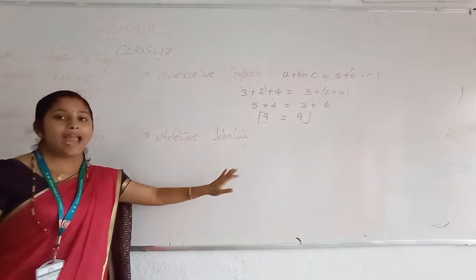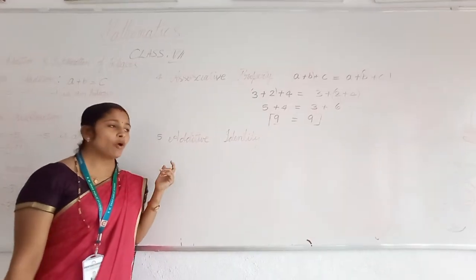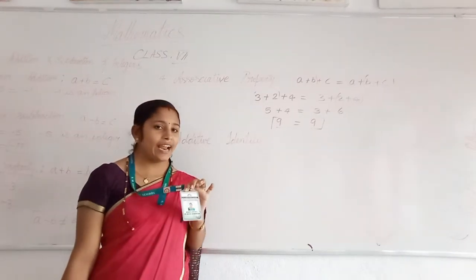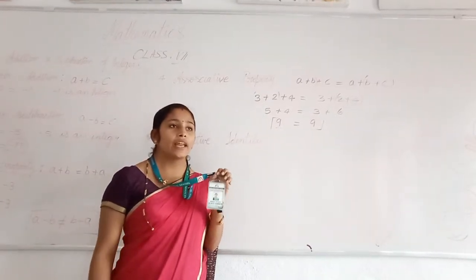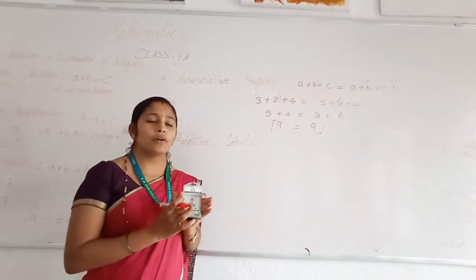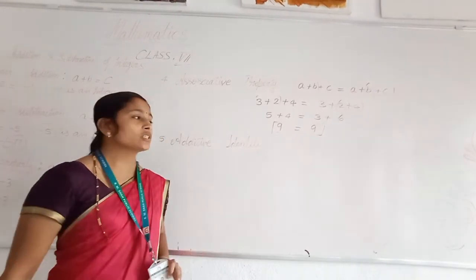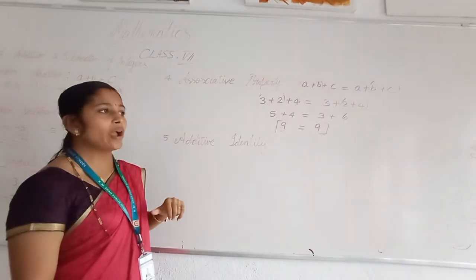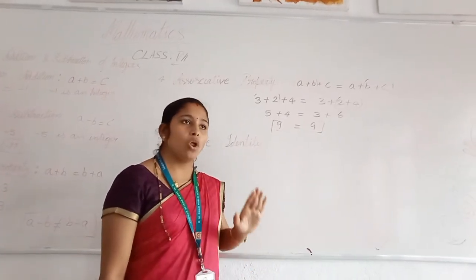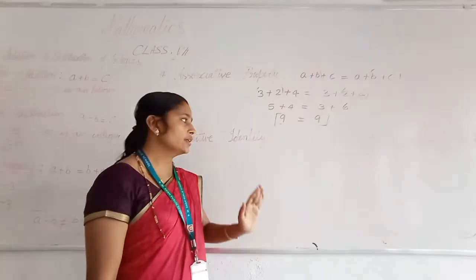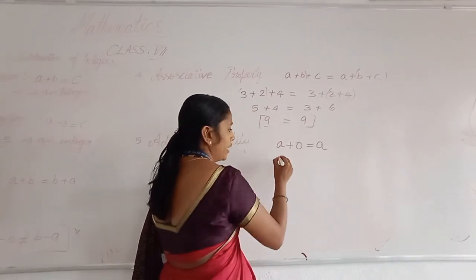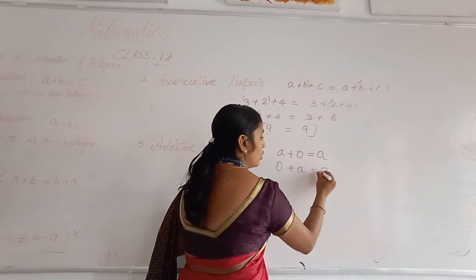Now we go for the additive identity. The last property is additive identity. Hope everybody is wearing an ID card. What is the meaning of an ID card? It shows who you are. If somebody wears it, it shows the same person. In the same way, additive identity means whichever number you add, you get the same number. An ID card always shows the same person. In the same way, a plus 0 is equal to a, or 0 plus a is equal to a.